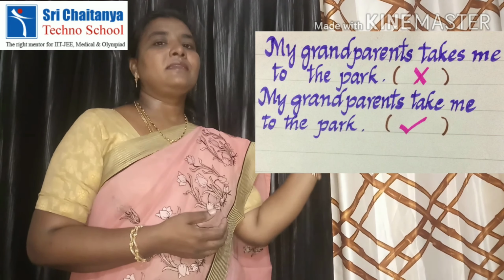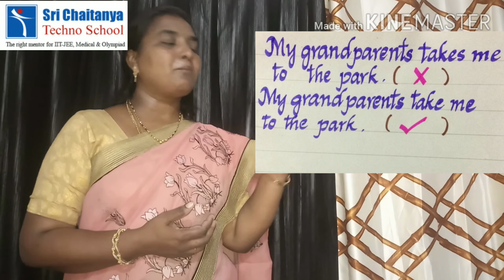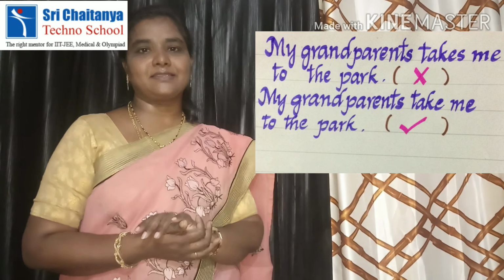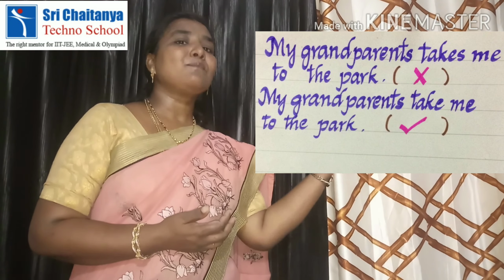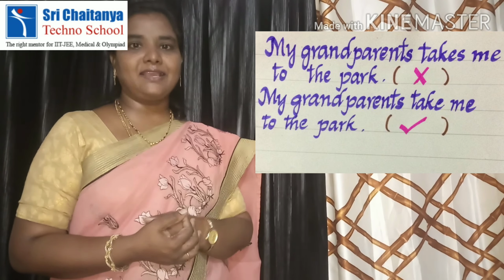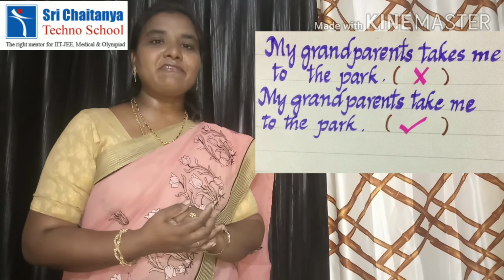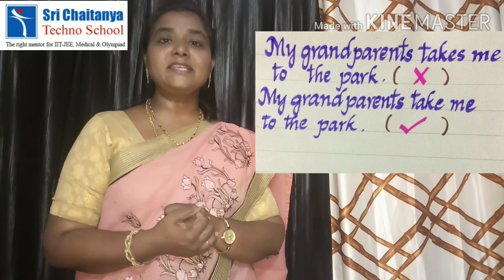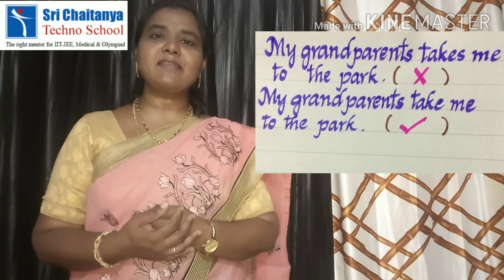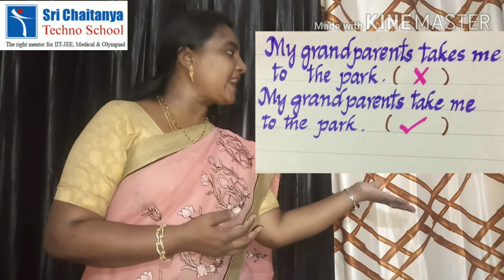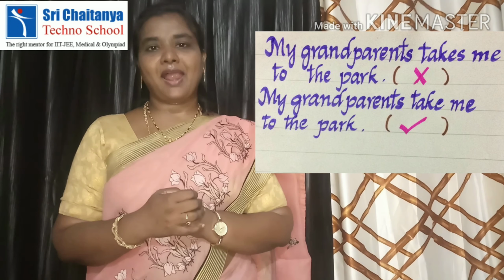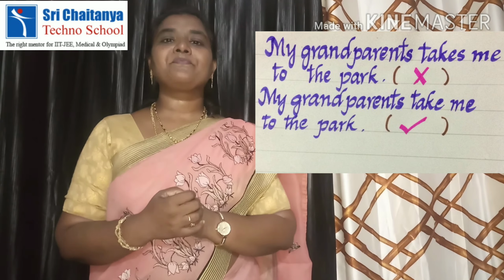Let us check. My grandparents takes me to the park. Wrong. The sentence is not at all correct. Because my grandparents, this is plural, and takes is singular. I told you, children, S or ES for the verbs can be used only when the subject is singular. And here, grandparents is plural. So the sentence is wrong. What can be the right sentence? My grandparents take me to the park is the right sentence. Children, you have to write 5 sentences using singulars.